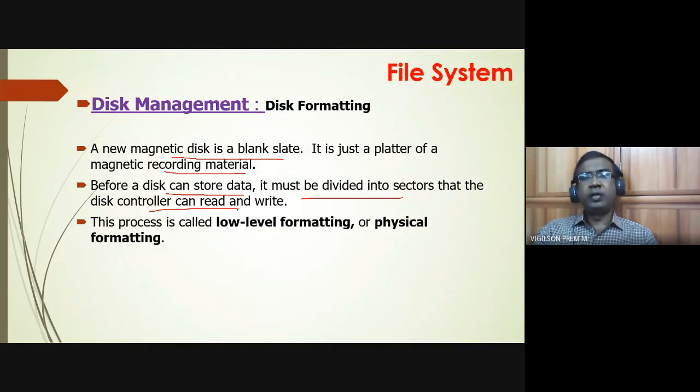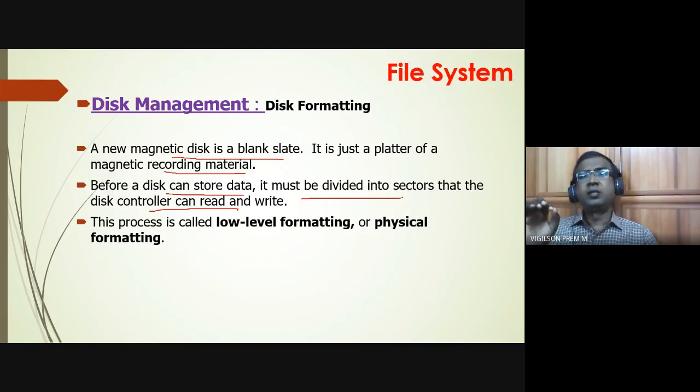If you want to divide it into sectors, it must already be divided into tracks. So dividing a hard disk into tracks, and each track into sectors, is referred to as formatting. One important thing you have to understand: you can store data only if the disk is formatted into sectors and tracks. Formatting the disk into sectors and tracks is referred to as low level formatting or physical formatting.